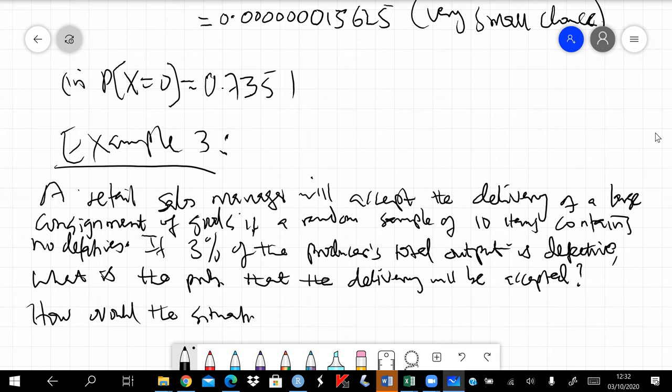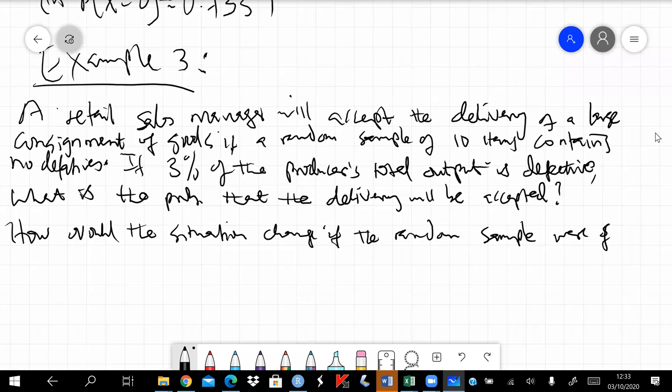And then we have an additional question. How would the situation change if the random sample were of only 5 items? Suppose we don't choose a sample of 10, suppose we choose a sample of 5. What will happen? How would that decision change? Okay, so let's look at that question.